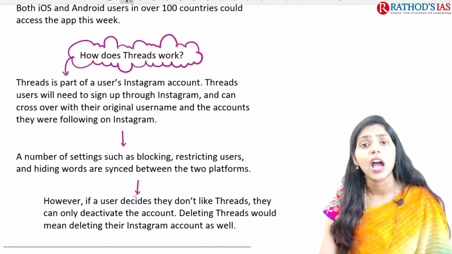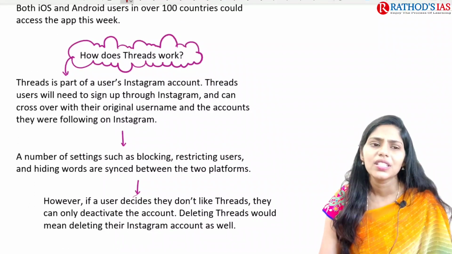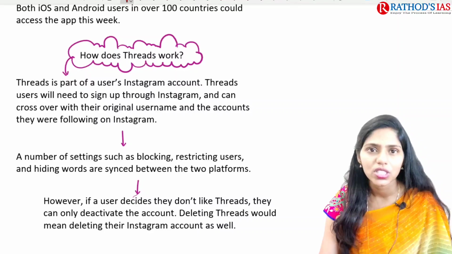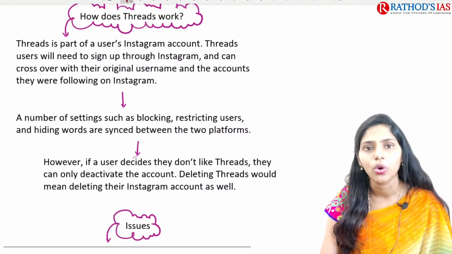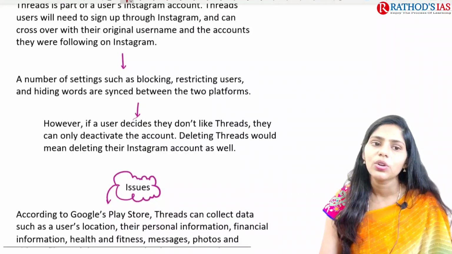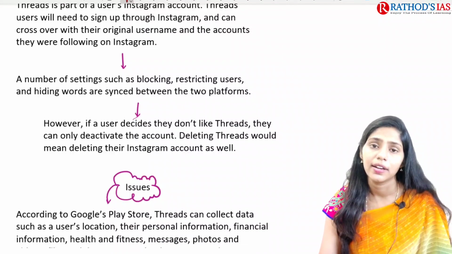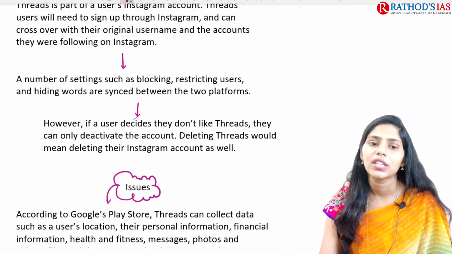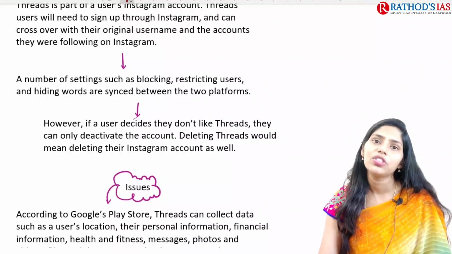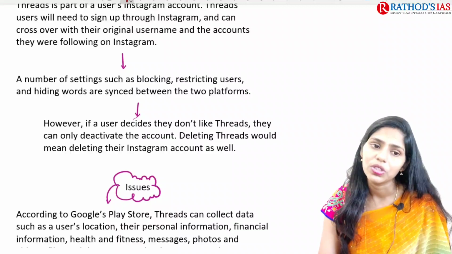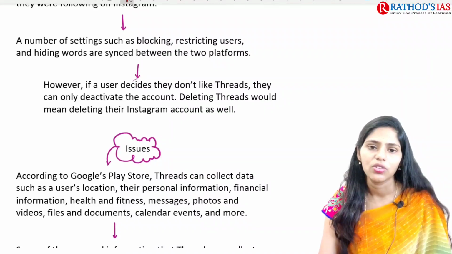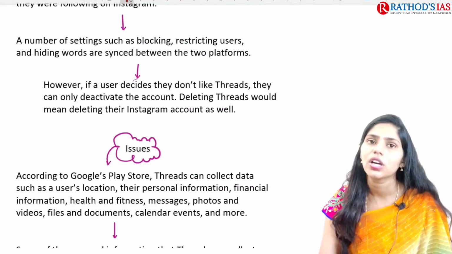Now you have to understand how Threads works. Threads is a part of the user's Instagram account. Threads users will need to sign up through Instagram first, and they can cross over with their original username and the accounts they were following on Instagram. Later on, a number of settings such as blocking, restricting users, and hiding words are synced between the two platforms. So we have features like blocking, restricting users, and hiding words. If you're not liking Threads, you can only deactivate the account, because deleting Threads means deleting the Instagram account.